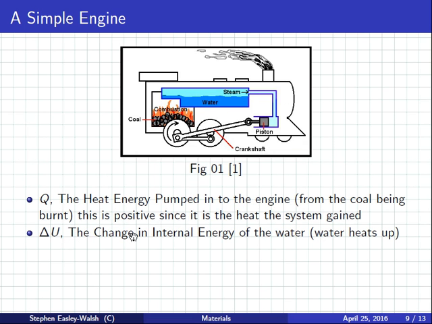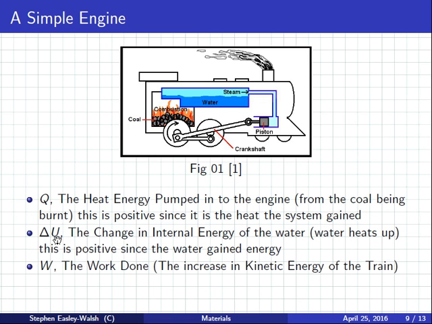Delta U is the change in internal energy. The water gets hot, so its U increases. Remember, if it gets hotter, then the kinetic energy increases, so it moves more. So the delta U gets bigger. Delta U is how much bigger it gets. And W is the work done. So Q goes into the engine, and what happens to the engine? It gets hotter, and the train moves.